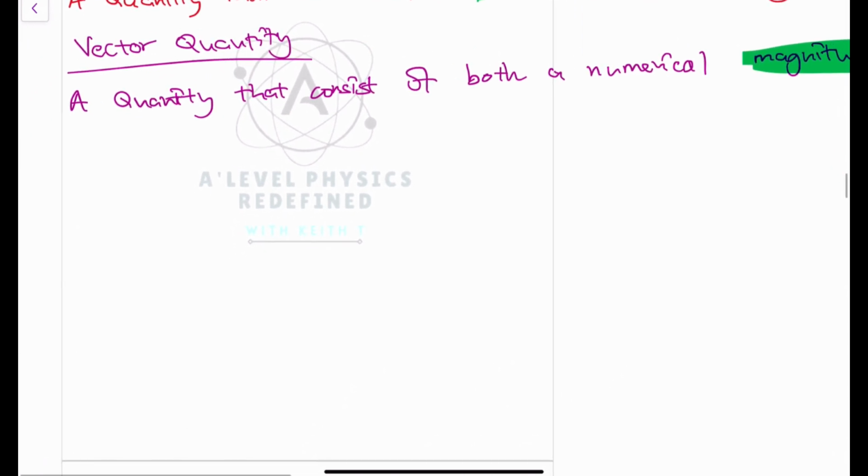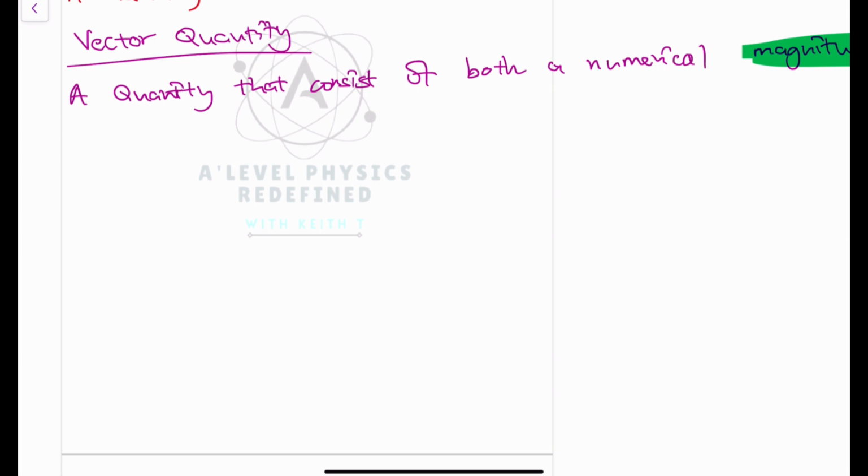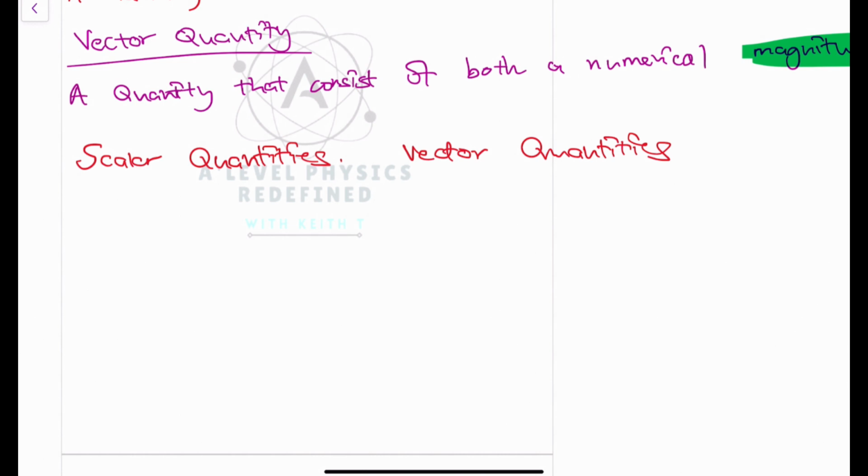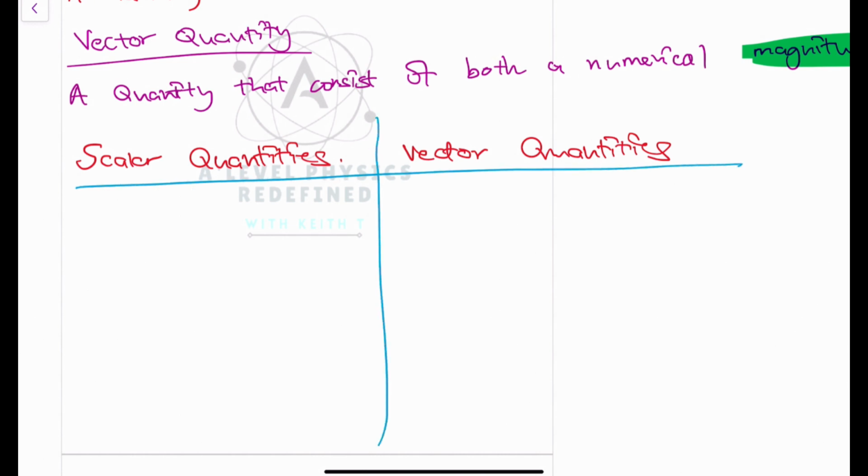I'll give you some examples explaining how this is going to look. So we're going to have a table. We're going to first start off with scalar quantities, and then on this other side, we're going to have vector quantities. And then we're going to explain how one is a scalar and one is a vector.